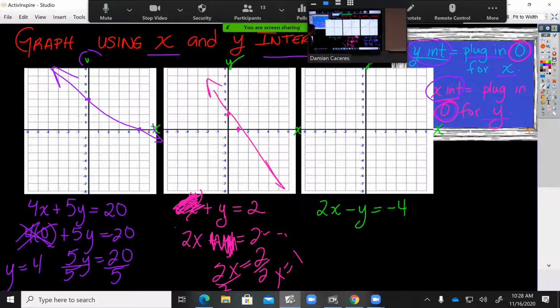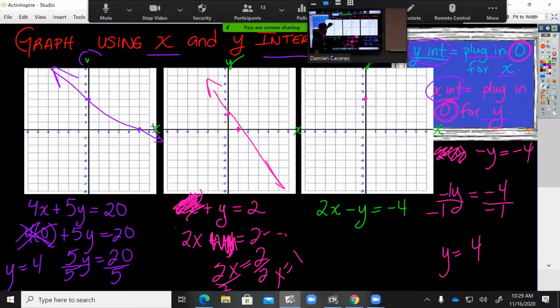Now look at the last one. To find the y-intercept, I'm going to plug in 0 for x. So we have 2 times 0 minus y equals negative 4. 2 times 0 is 0. So what we're left with is negative y equals negative 4. Now the y is not by itself. You have to divide both sides by the coefficient. If there's a negative next to it, then you're dividing by negative 1 on both sides. That gives you y equals positive 4. That would be the y-intercept.